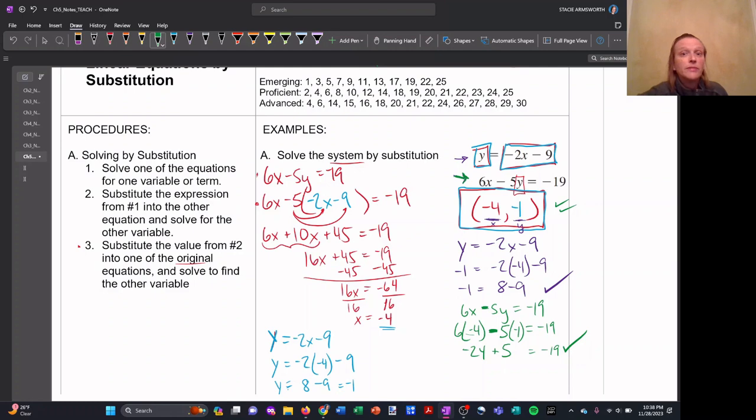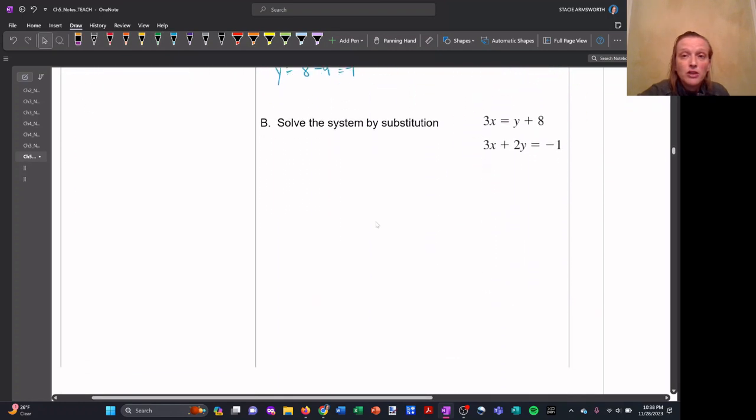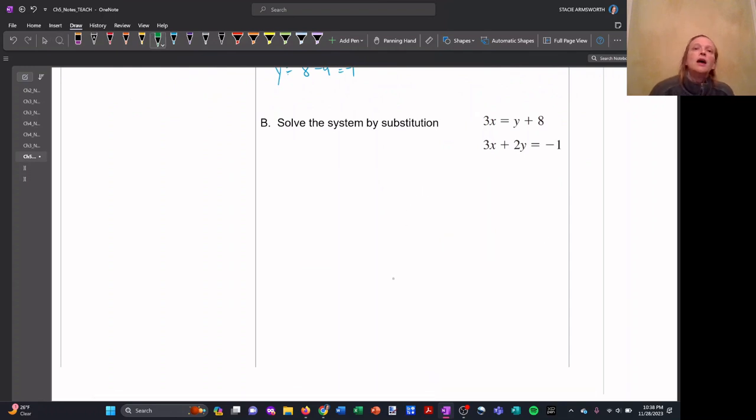Let's try another example. And as always, if you can pause the video and solve it ahead of me and then check your work, that's even better. I'm going to show you two different ways to do this problem. Usually the first way is more obvious to students, but there is a slight shortcut that I'll show you at the end. Solve the system of equations by substitution.